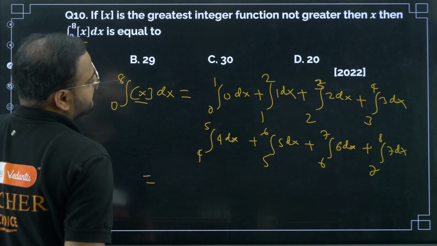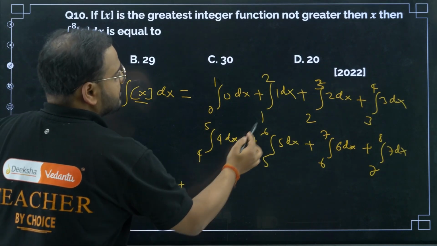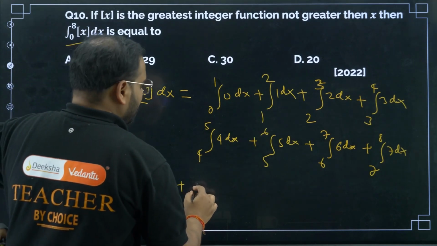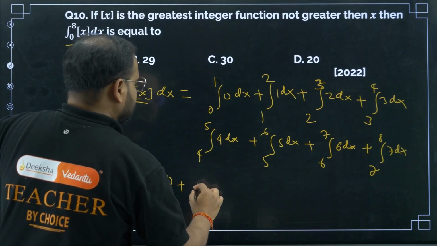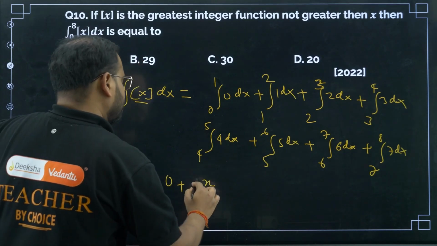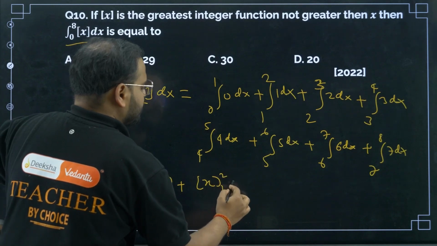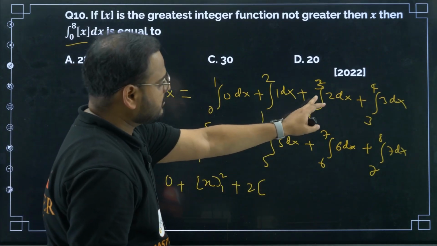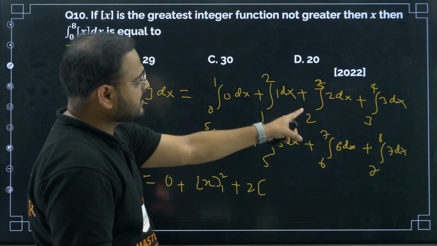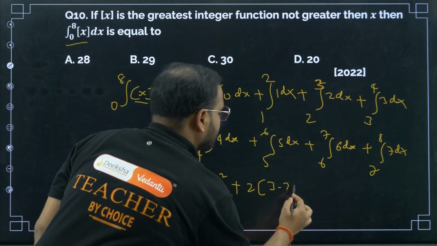My answer would be, for 0 this is going to be 0. For the next one, 1 is outside, and what is the inside part? I'll have dx. I'll do it for the first one, from 1 to 2. For the next one, I'll take 2 outside, and again I get dx, but the limit is 3 and 2. So I can write simply 3 minus 2.